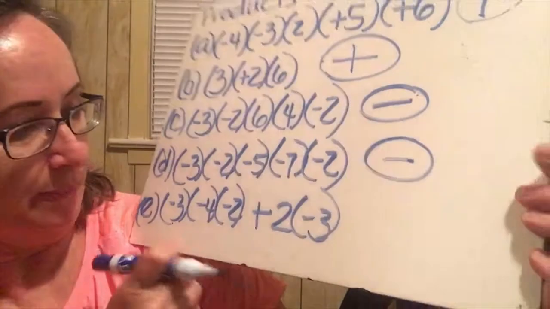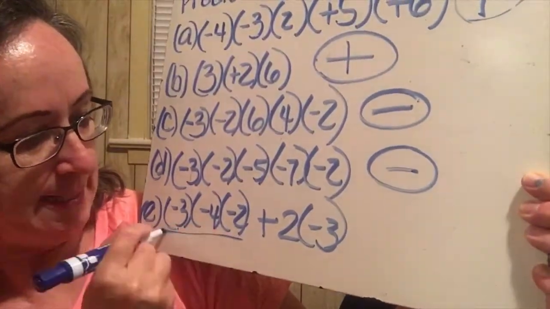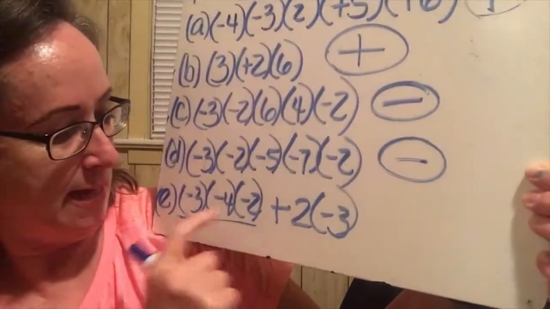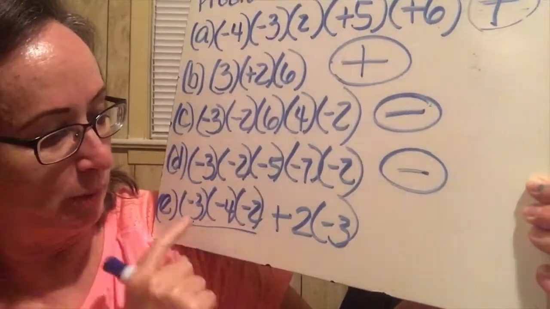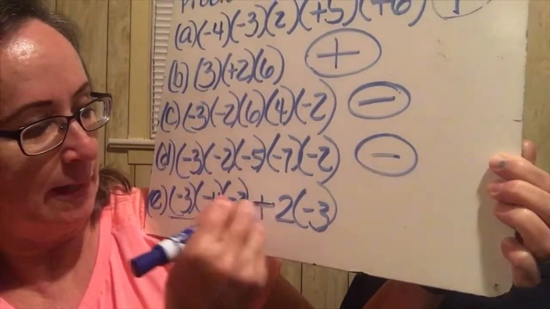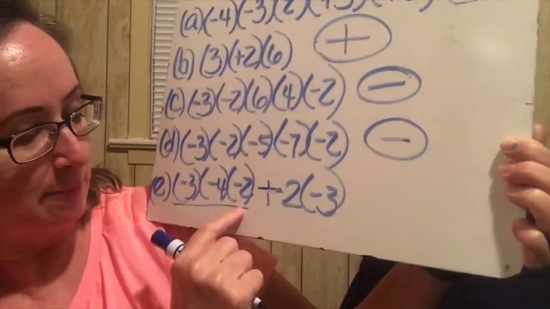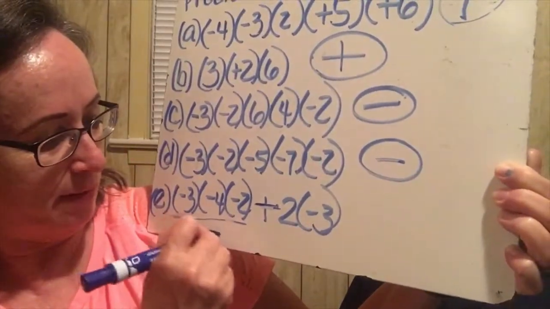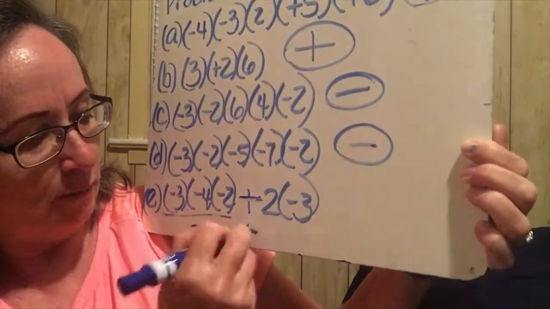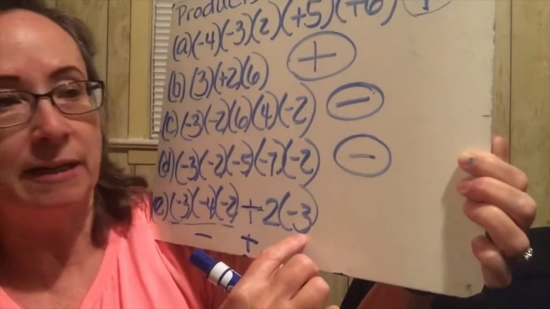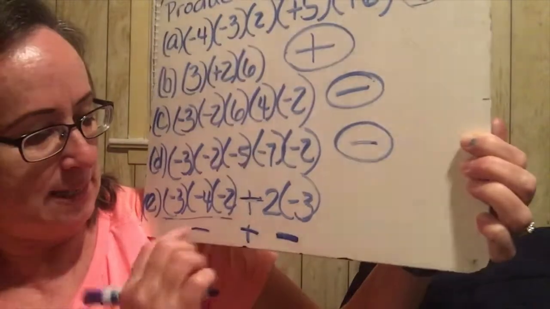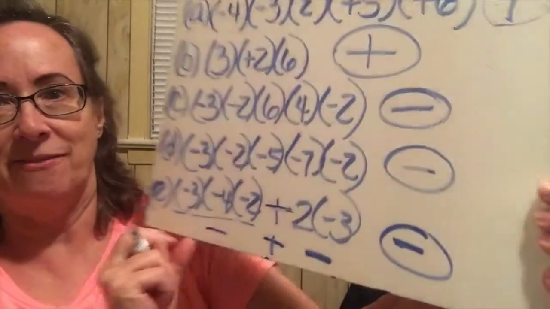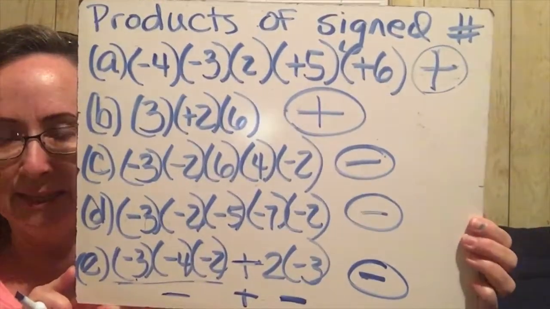This last problem, this first part is a sum, and it has a negative times a negative times a negative. Well, it's a product, but this is a sum right here. So we've got a negative times a negative times a negative, 3 of them, so that's an odd number of negatives. So that's going to be a negative number. And then over here, we've got 2 times a negative 3, which is a negative number. And so a negative plus a negative is a negative. So we're going to get a negative there. So that was a lot of problems in one.